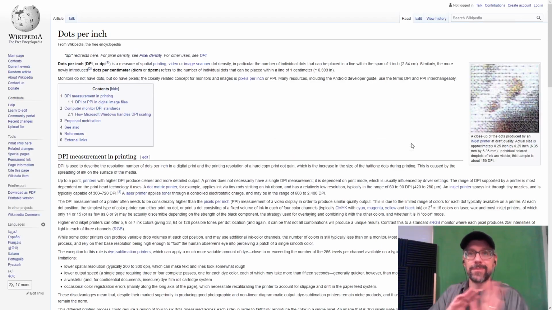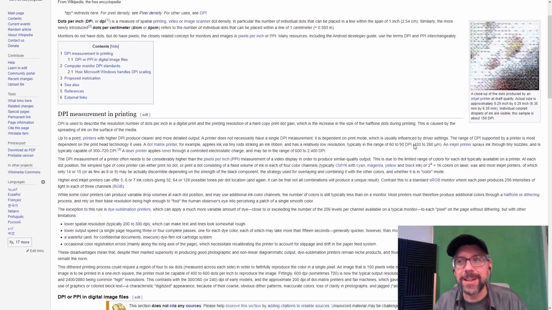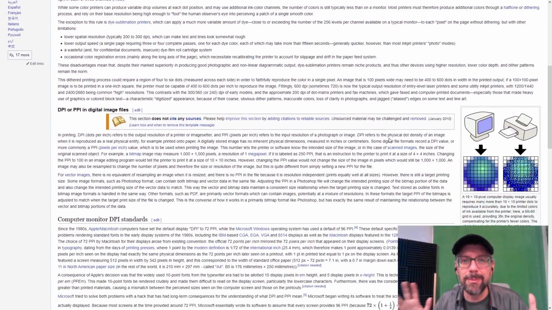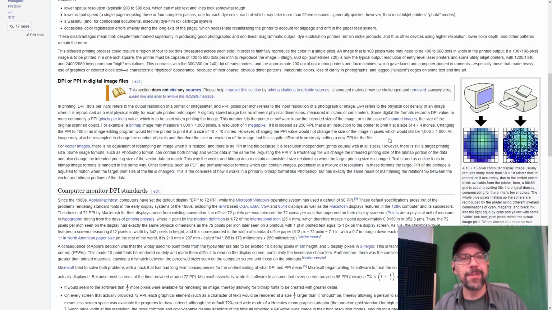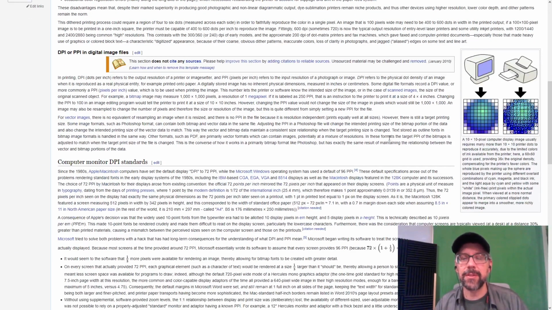So to sum up, DPI is dots per inch, and that's how many dots your printer can actually replicate. PPI is pixels per inch. But it's kind of a flexible concept because it depends on how big your monitor is. And again, to sum up, the important thing is to get the correct resolution for what you're going to output.